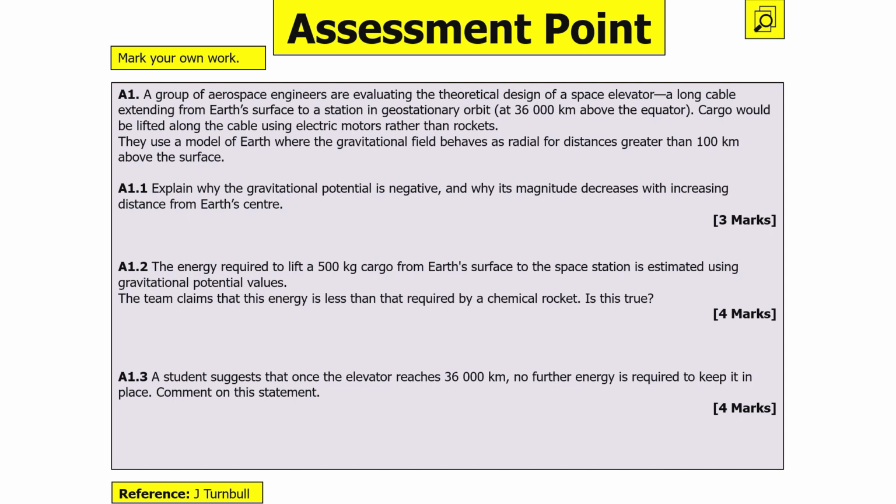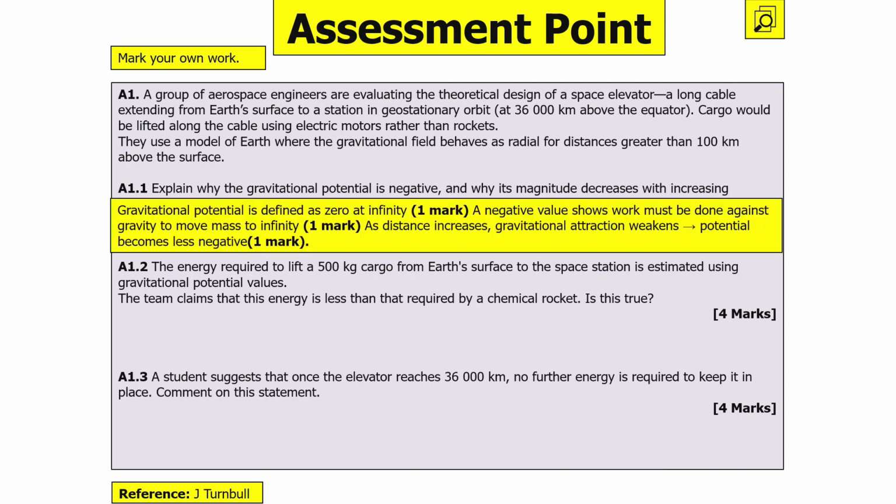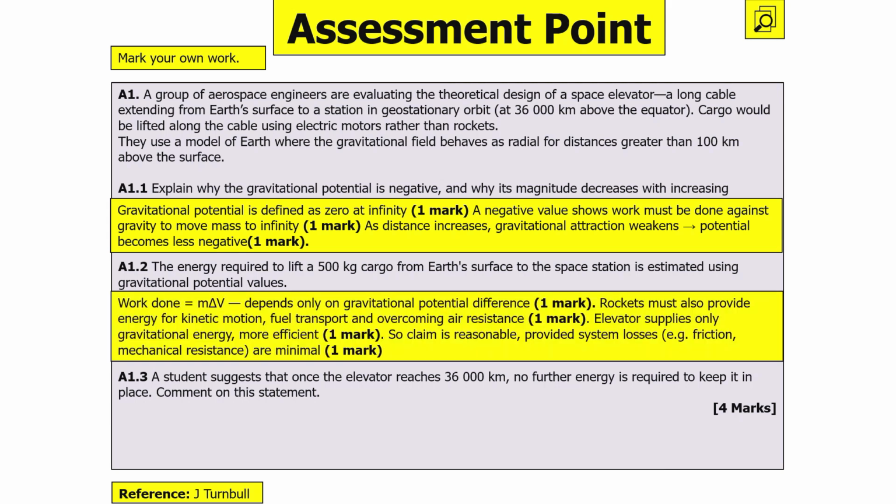Right, in this first one, gravitational potential is defined as 0 at infinity. A negative value shows that work must be done against the gravitational field to move the mass to infinity. As the distance increases, the gravitational attraction weakens, so the potential becomes less negative. We know that work done is equal to mass times the gravitational potential difference, so it's only dependent on the gravitational potential difference. Now, rockets must also provide energy for kinetic motion, for fuel, and overcoming air resistance. The elevator supplies only gravitational energy, so it's more efficient. So the claim is a reasonable one, provided that any losses to the surroundings, such as friction, are minimal.